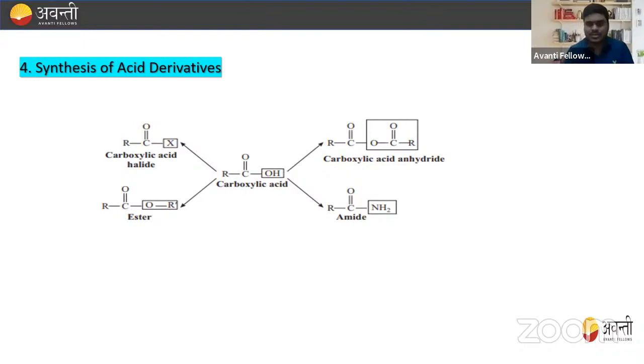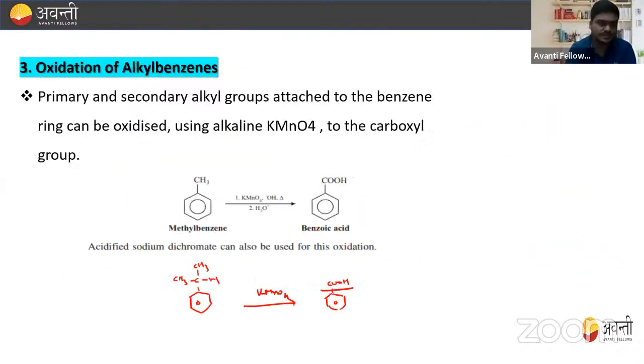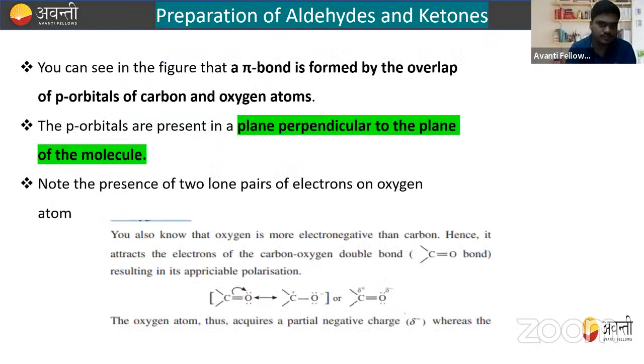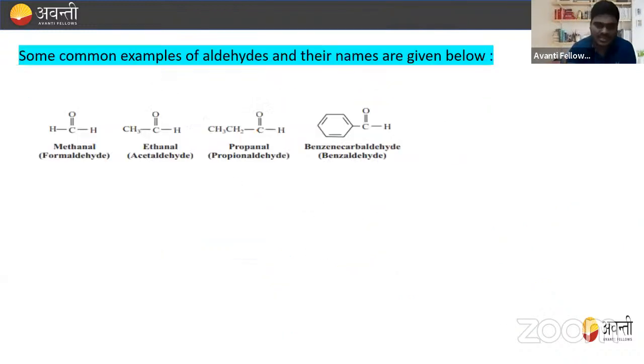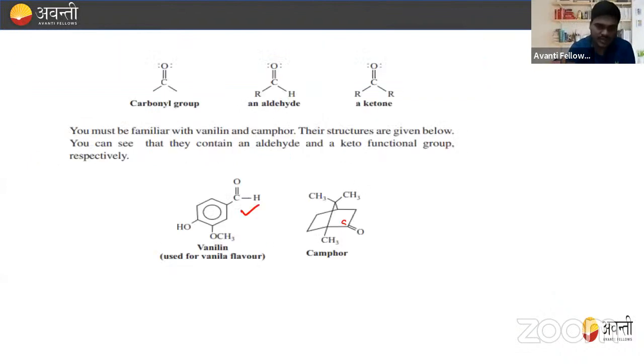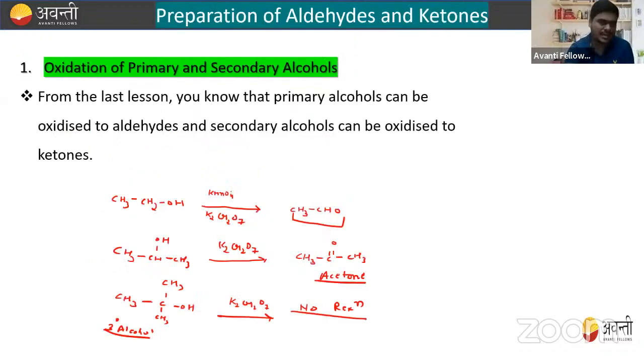Let's quickly summarize all these things that we studied today. We studied about aldehydes and ketones, what is an aldehyde and what is a ketone. When two alkyl groups are present, it must be a ketone, and one alkyl and one hydrogen is sufficient, that one hydrogen must be present for the group to be an aldehyde. Right, so we already studied this. We also studied vanillin, which is used for vanilla flavor, and camphor, as some examples.